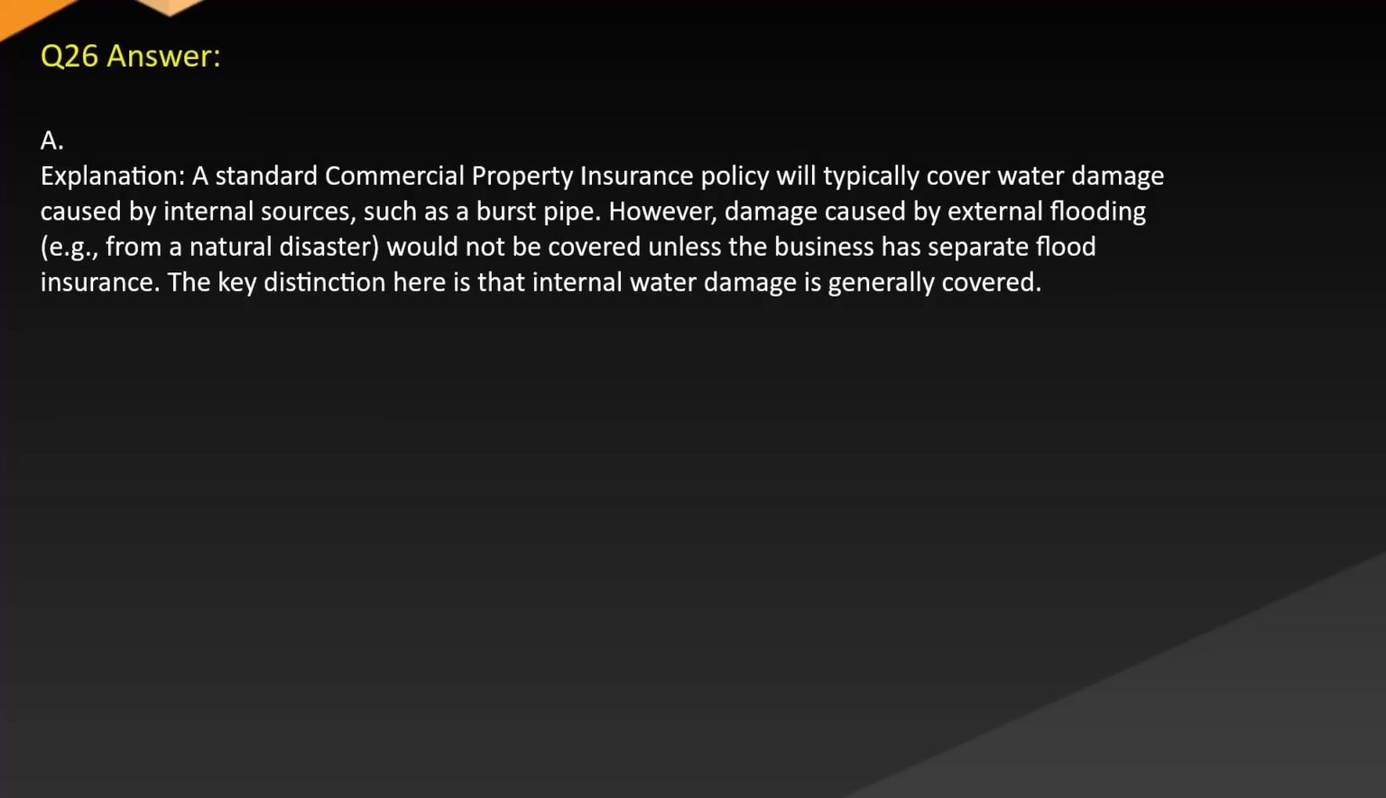Answer: A. Explanation: A standard commercial property insurance policy will typically cover water damage caused by internal sources, such as a burst pipe. However, damage caused by external flooding, e.g., from a natural disaster, would not be covered unless the business has separate flood insurance. The key distinction here is that internal water damage is generally covered.